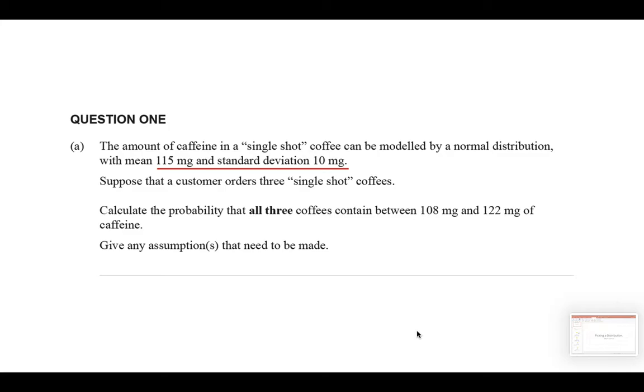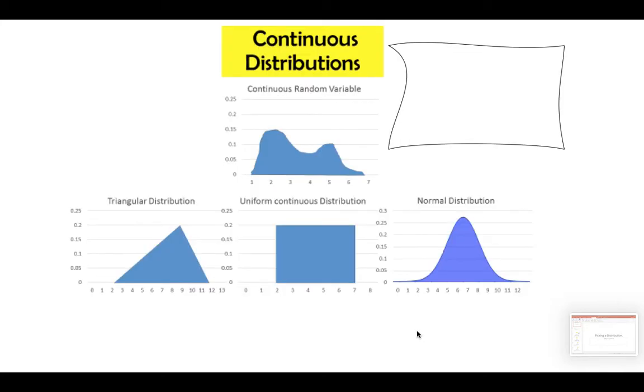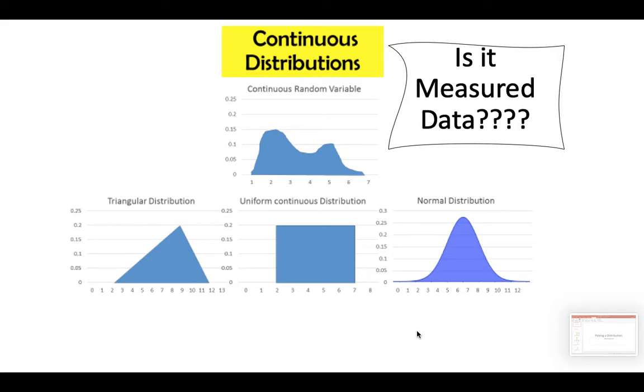So if we look at this, notice that it's talking about the number of milligrams. So milligrams is measured, so it's a continuous distribution we're talking about. So let's have a wee look here. Is it measured data is the first question you ask? Yes, it is. So which one is it?